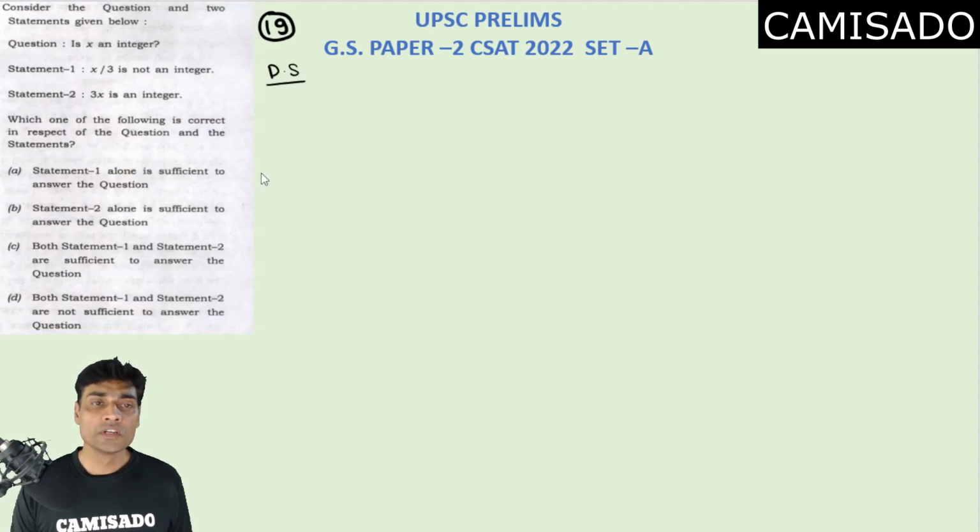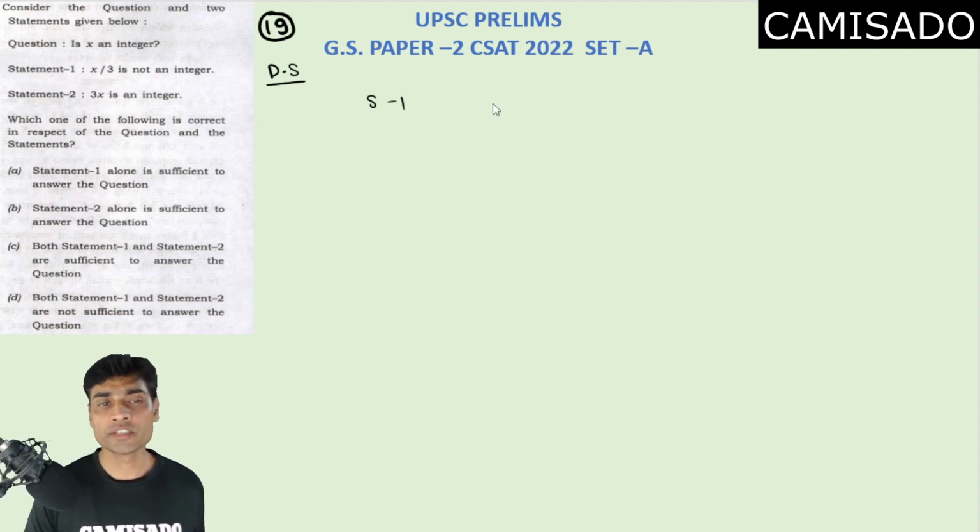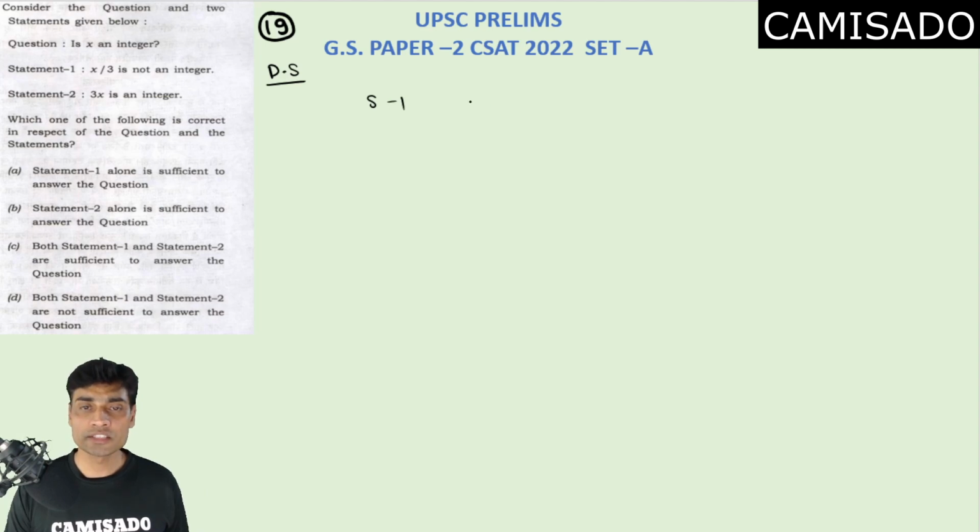Next, now this is a question of data sufficiency. In this question, basically we will read the question, we will read the statements, and then we will go for the options. So now the question is: is x an integer? Statement number 1 says x by 3 is not an integer. So whether x is an integer or not, such questions can be done with the help of examples.